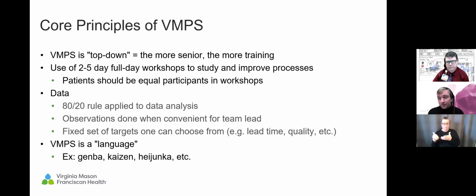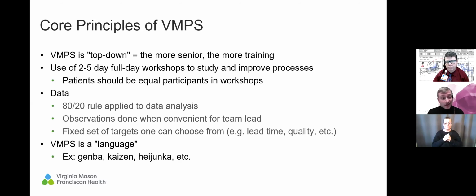When we do our improvement work, we do 2 to 5 day workshops, full day workshops, where we have our team members step away from their work for the entire duration of the workshop. As a firm believer that our patients need to be designing with us, we also ask patients to step away from their lives to come and be part of our workshops as well.